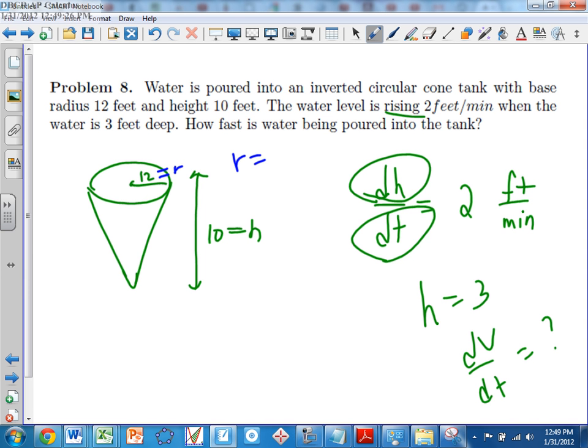6/5 h. Where are you getting 6/5 from? 12/10. Okay, 12 and 10. So you put 12 over 10 times h. Remember every time, guys, the radius is just its number over the height's number times h. It follows the same pattern.